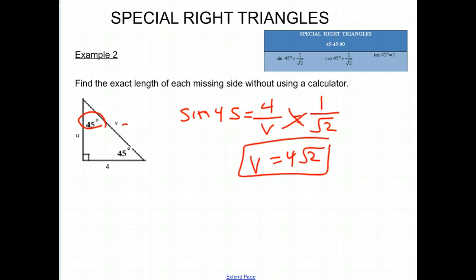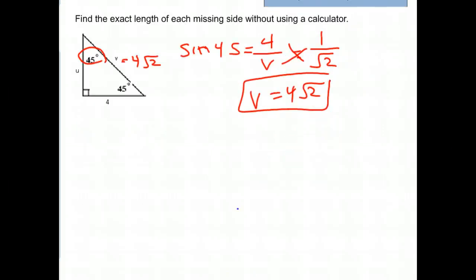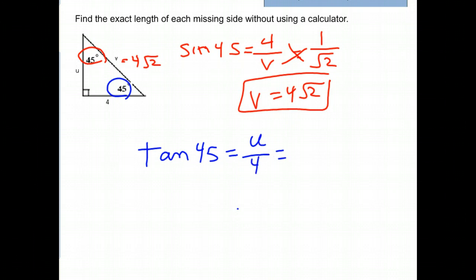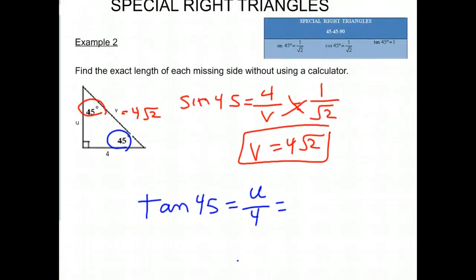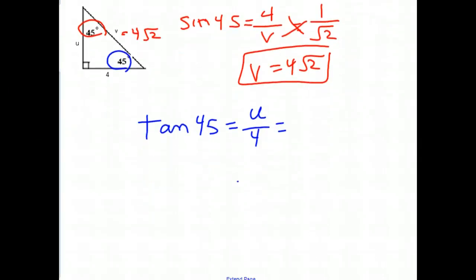So let's put that here. 4 the square root of 2. In order to find u, once again, we could use the Pythagorean theorem. But instead we use some trig. And so we could say the tangent of this 45-degree angle is equal to the opposite side over 4. And we know the tan of 45, if you're not sure what it is, we could go back up here and take a look. And we notice the tan of 45 is 1. So we'll come back down. And let's do that. That's equal to 1.